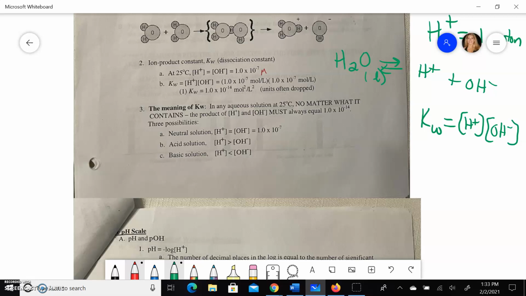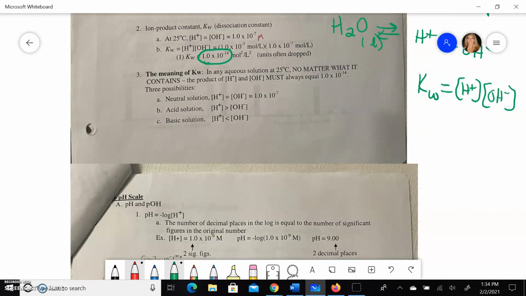These are always going to equal, in water, the same thing. So Kw is given to you as 1 times 10 to the negative 14th. This is in your reference packet. And it's just the concentration of hydrogen times the concentration of hydroxide. So if you ever have one of the concentrations, you can always find the other one. If it's neutral, these two concentrations will be the same. If it's acidic, you're going to have more of the H+, and if it's basic, you'll have more of the hydroxide. And notice that it doesn't matter what it contains, but the product of H+ and OH- will always equal this right here. So that's a constant.